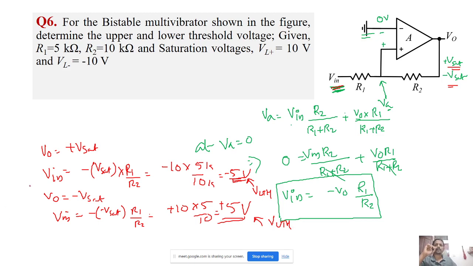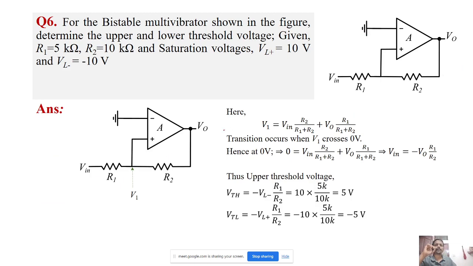Okay, so I'll show the solution. See, we'll find what is the voltage. Here we have assumed it as V1. V1 is V into R2 by R1 plus R2, plus V0 into R1 by R1 plus R2. We'll substitute V1 to be 0, so that is the voltage at which it crosses 0, right? So we'll find Vin for that. Vin equal to minus V0 into R1 by R2, and we'll find the upper threshold voltage and lower threshold voltage. So it is 5 and minus 5.